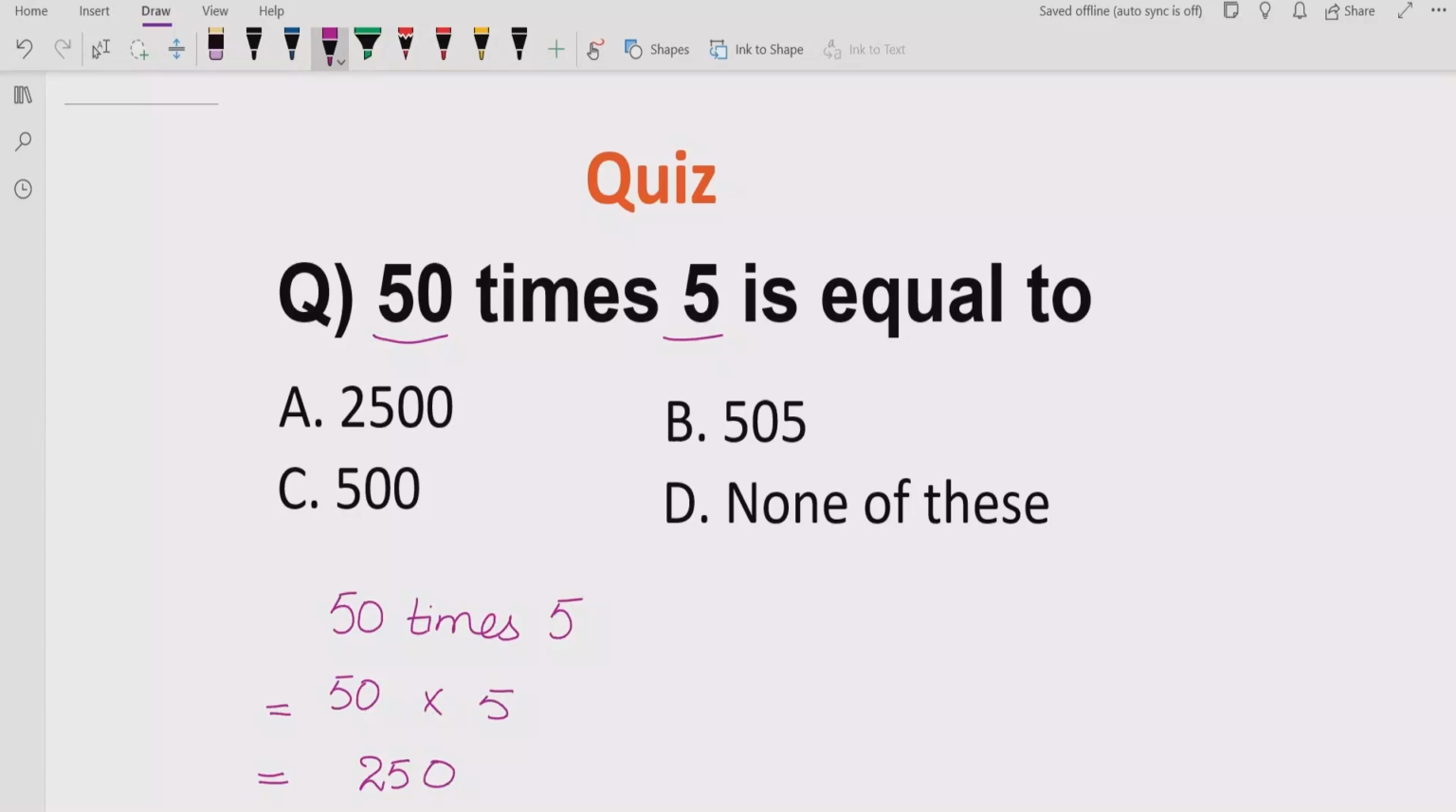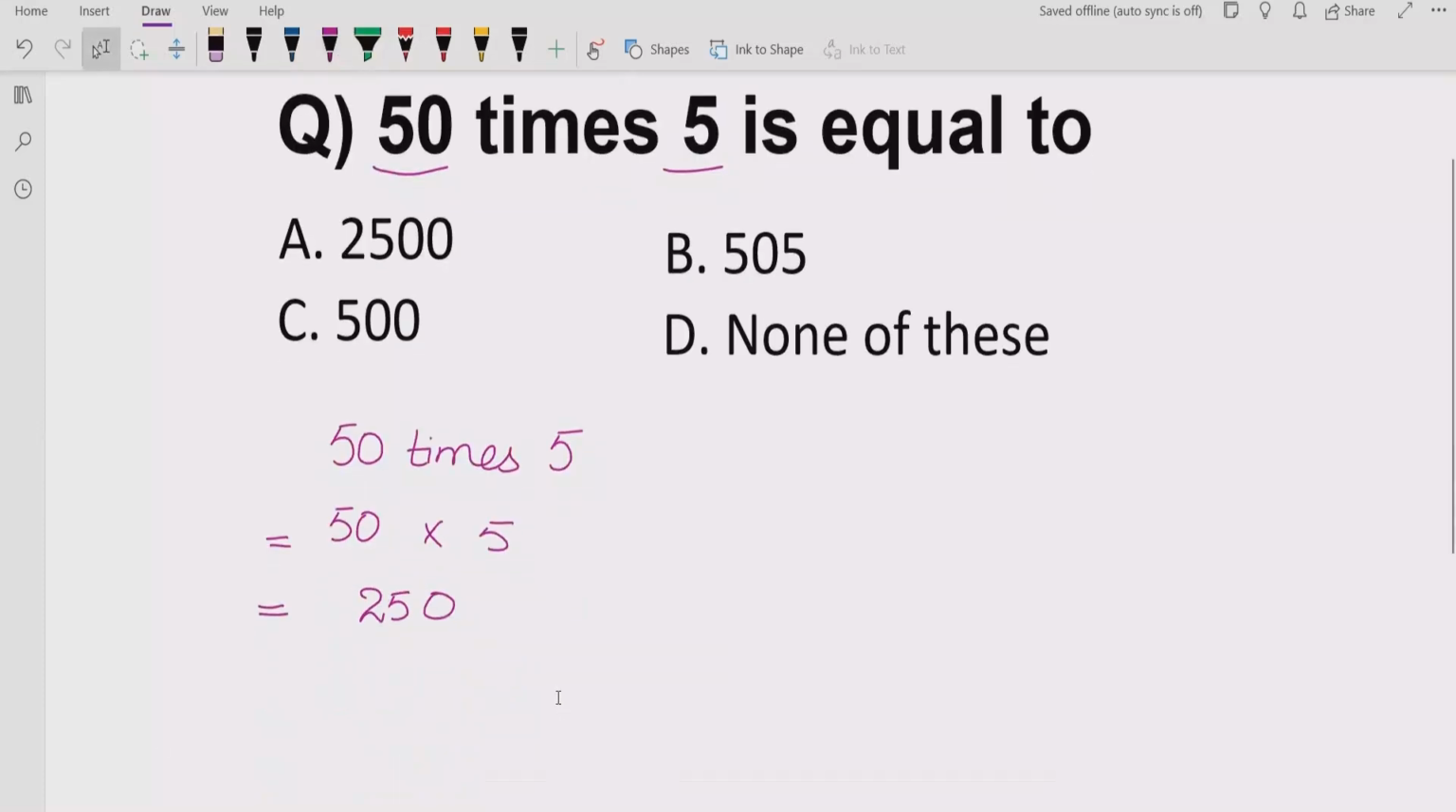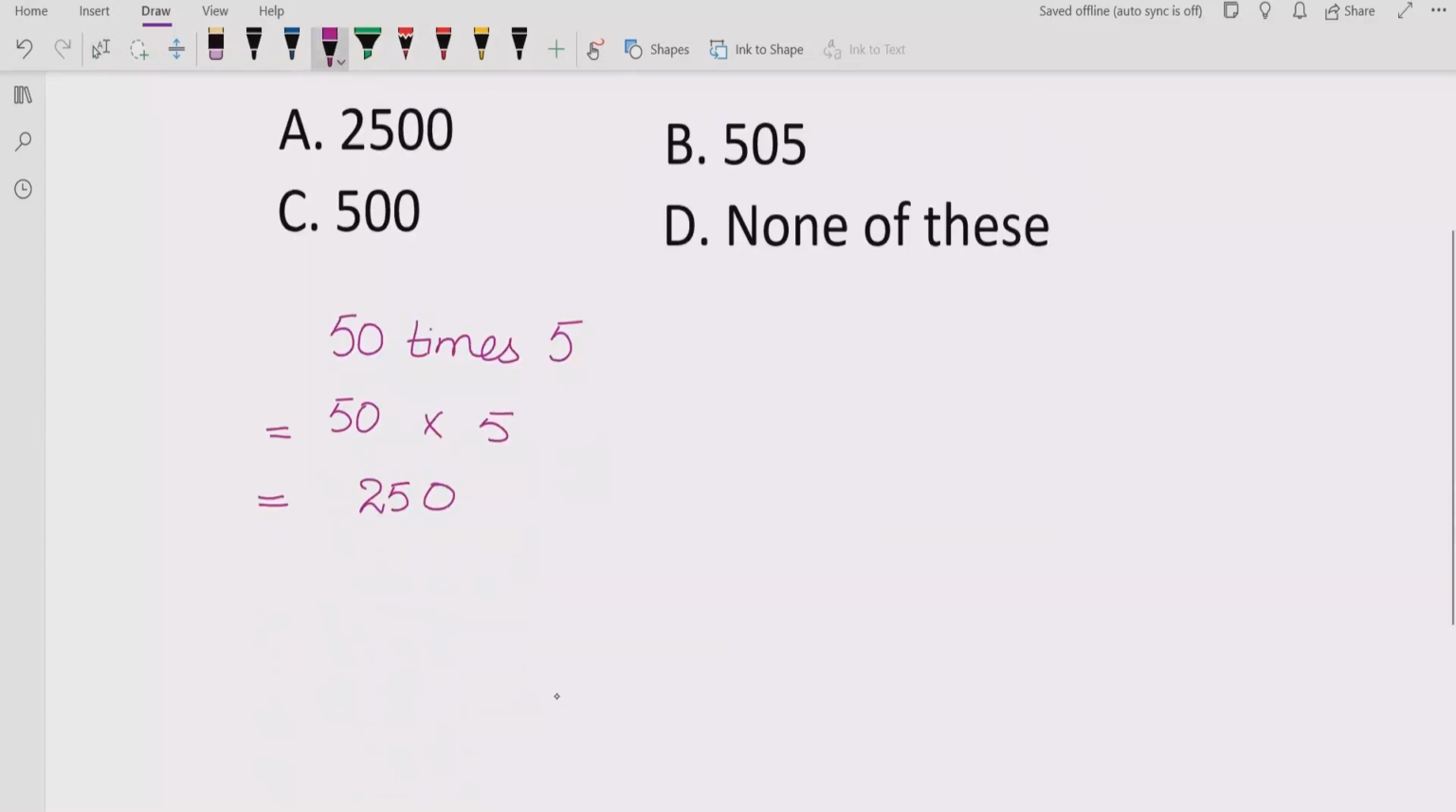Let's understand another way. 50 times 5 means we have to write 50 five times and add them. If you follow this, you will get the answer 250. But to solve more quickly, since we have the word times here, we will multiply 50 by 5, and after that we get the answer 250.